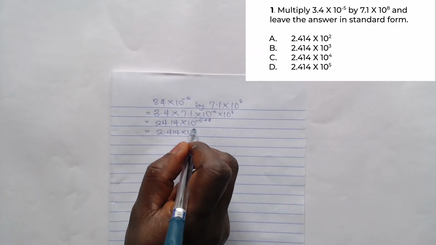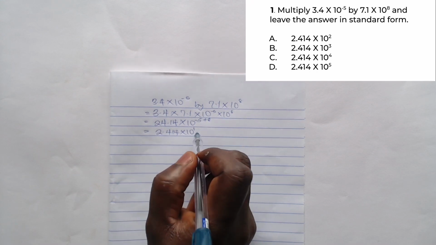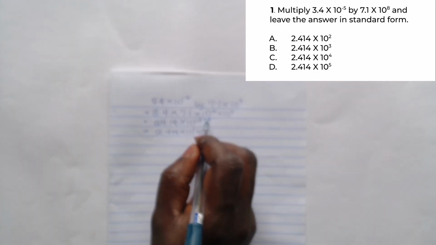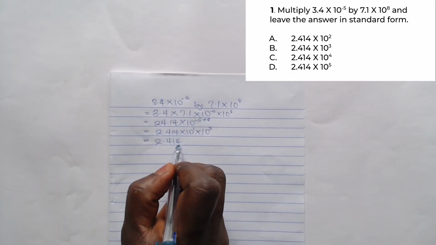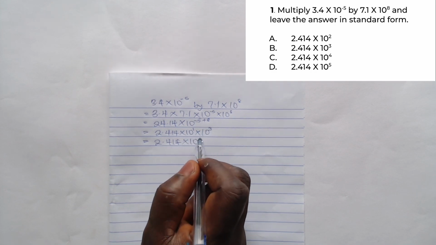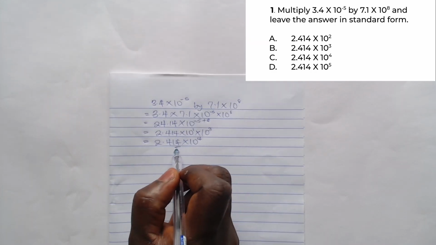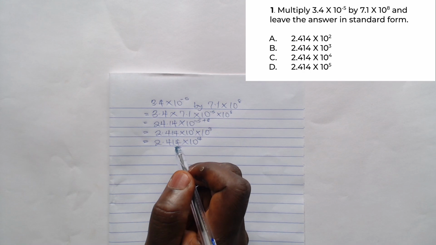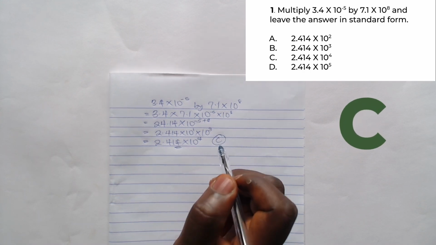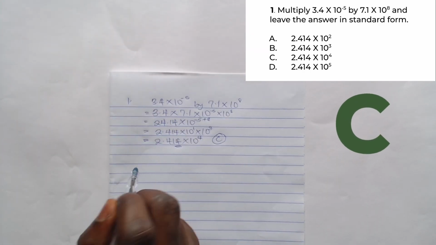2.414 times 10 to the power 1. We move this decimal point one time, multiplied by 10 to the power minus 5 plus 8 will give us 3. So this will be 2.414 multiplied by 10 to the power 1 plus 3, that is 4. This is your final answer. For question number 1, the final answer is 2.414 times 10 to the power 4, which is option C. That is question number 1. Let's move to question number 2.